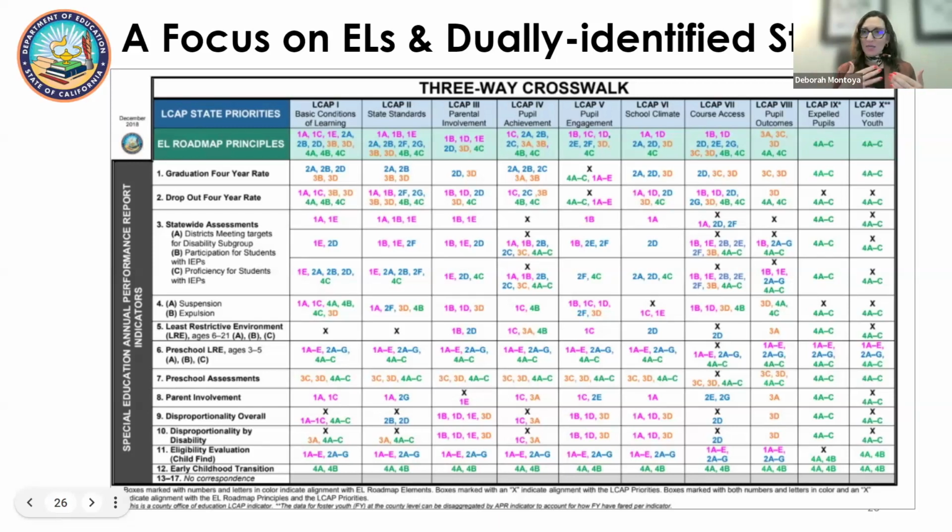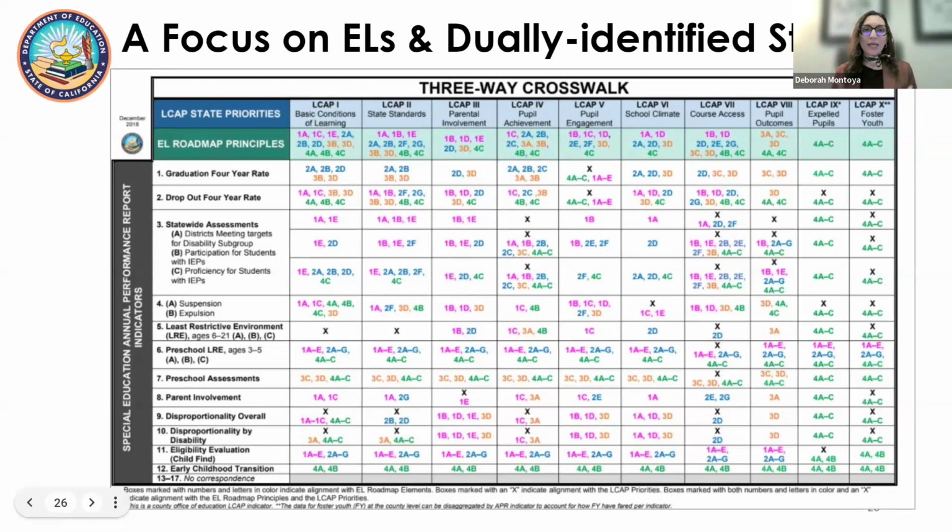Many of us, like me in my respective district, are looking at least restrictive environment. All priorities are important, all principles are important, and yet as a team, we're developing goals to identify strategically which high leverage practices, what supports, what's needed and necessary from staff development to student outcomes and everything in between, as we want to assure that our students are having meaningful access and opportunities with their non-disabled peers.